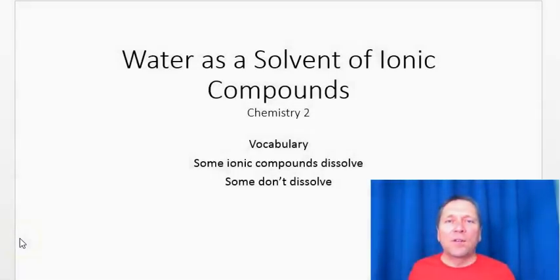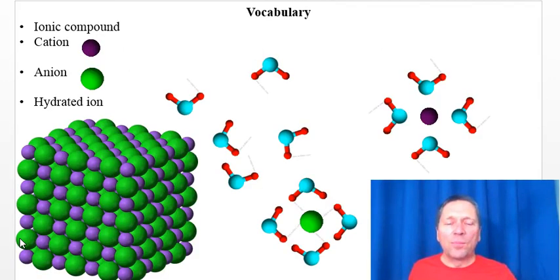Hello everybody. Today we're looking at water as a solvent of ionic compounds, and we'll look at some vocabulary, some ionic compounds that do dissolve and some that don't dissolve. An ionic compound, as you probably remember, is a compound made from ions. There are positively charged ions and there are some negatively charged ions. So the positively charged ions are called cations and the negatively charged ions are called anions.